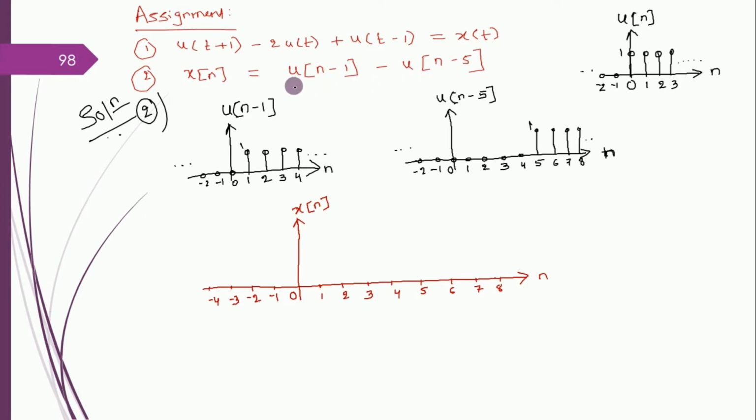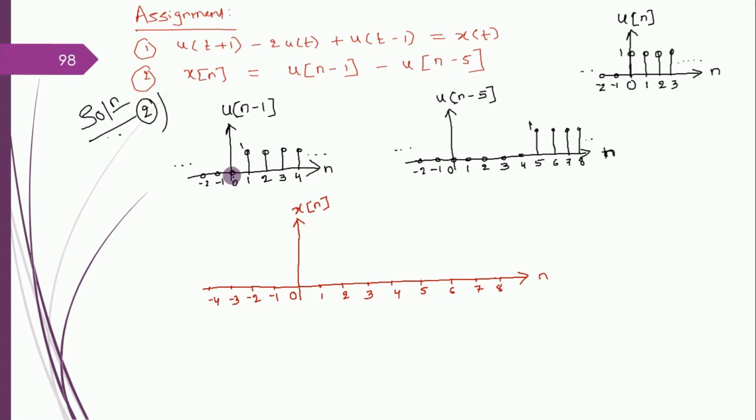So before we proceed with this equation or this assignment, let us draw what u of n is in a diagram. So u of n is equal to 1 for n greater than or equal to 0, and it is 0 for the n values that are negative. So when I ask you to find u of n minus 1, it is shifting the u of n signal to its right by 1. Shift the u of n signal to its right by 1.